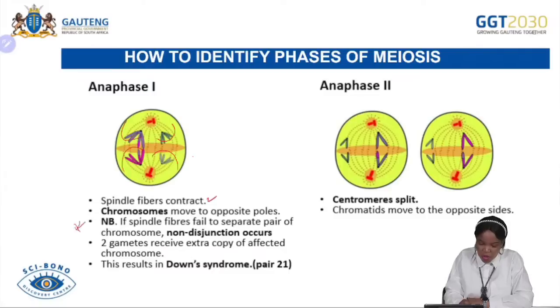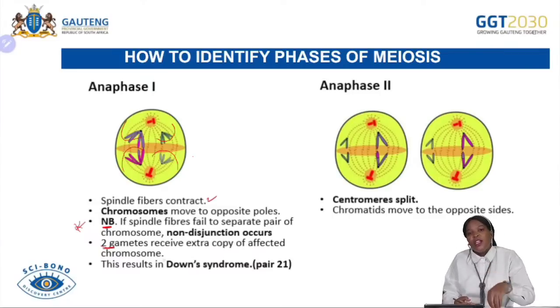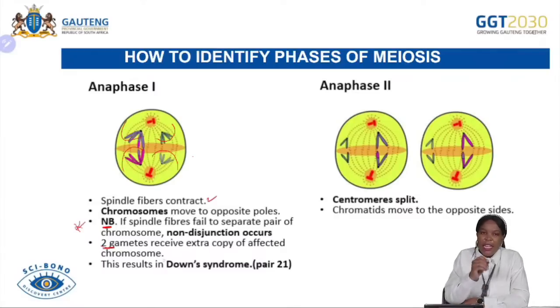This is the story that you need to know for non-disjunction. Remember, if the spindle fibers fail to separate a pair of chromosomes, non-disjunction occurs. What do we mean by that? Two gametes are going to receive an extra copy of the affected chromosome. That one that failed to separate is going to go into one cell and form an extra chromosome that is not needed there. And then if this happens at chromosome pair 21, it leads to Down syndrome. We call it trisomy 21. It leads to Down syndrome.